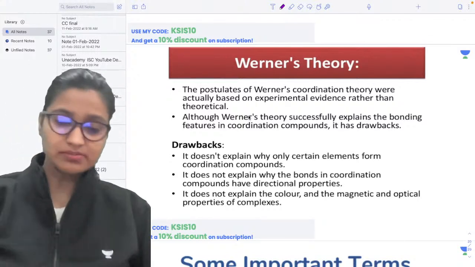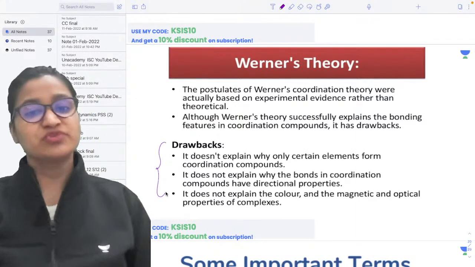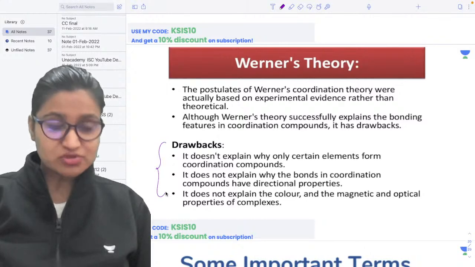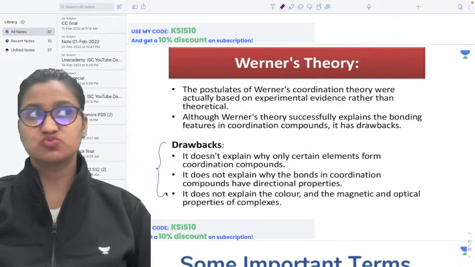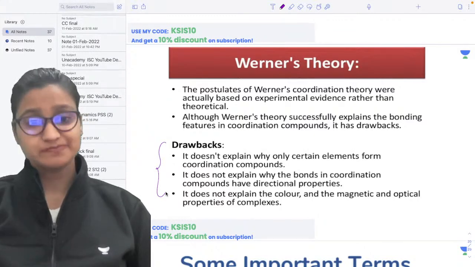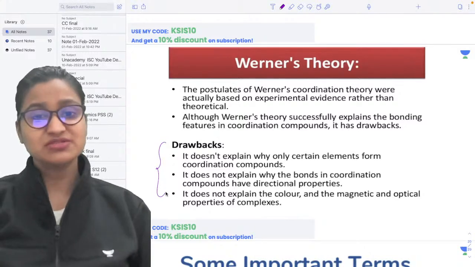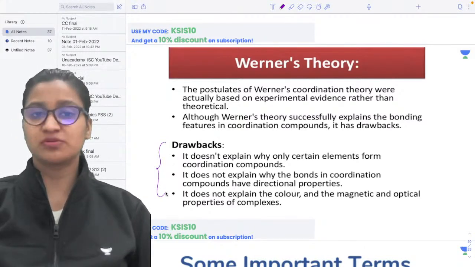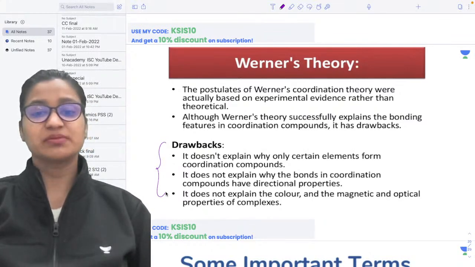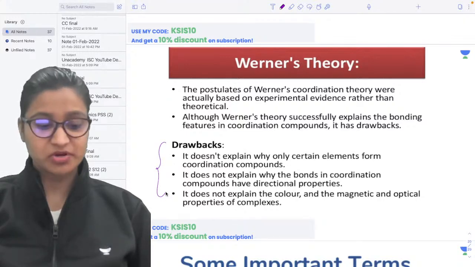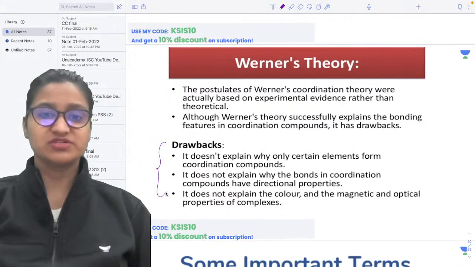But there were some drawbacks as well. You can see that these were the drawbacks of Werner's theory. It could not explain why only certain elements form coordination compounds, why not all the elements. Secondly, it does not explain why the bonds in coordination compounds have directional properties, or why coordination compounds are colored, and their magnetic and optical properties. This was not explained by Werner's theory.